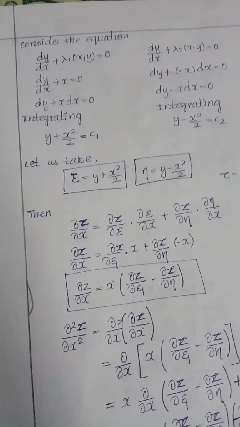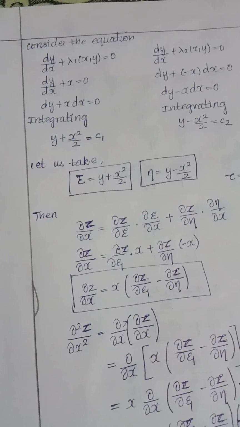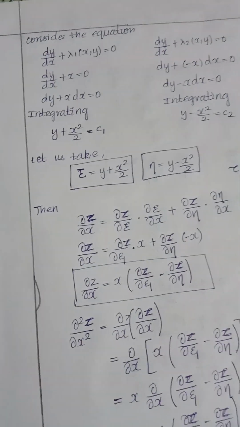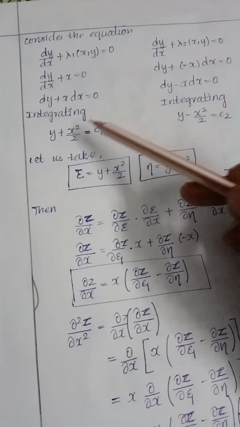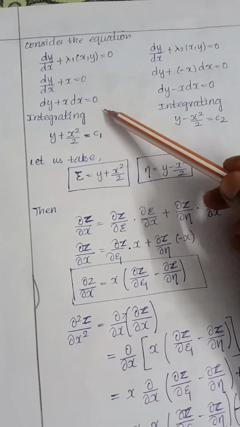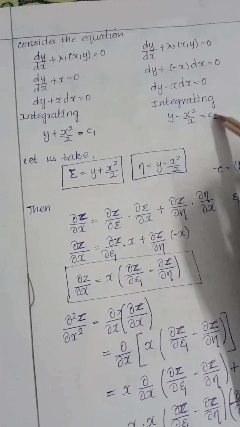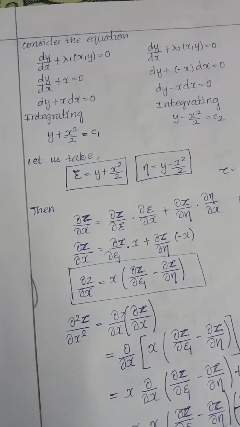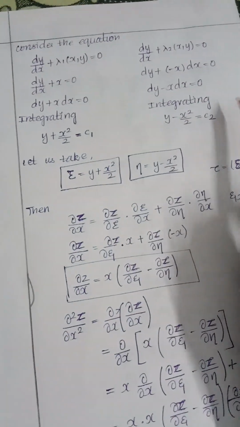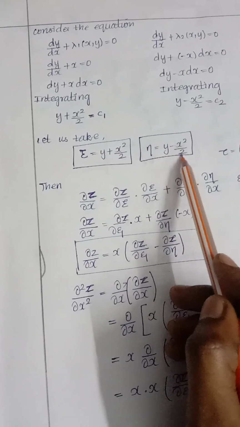If we integrate, we get y + x²/2. Because it is a partial derivative, we have to integrate with respect to x and y, so we get y + x²/2 = c1. Integrating a constant term gives c1. Similarly, y - x²/2 = c2. Now we consider this term as ξ and this term as η. So our ξ value is y + x²/2, and η is y - x²/2.